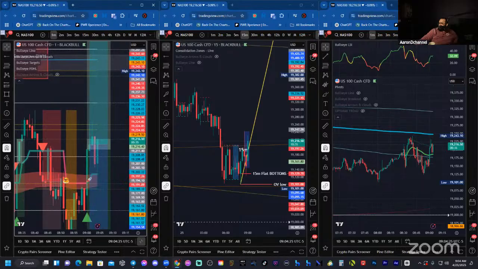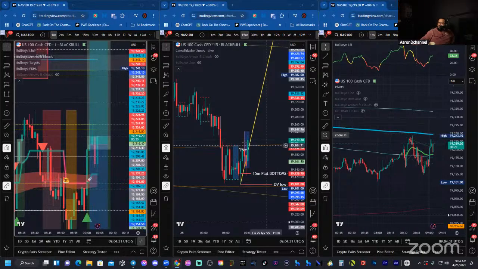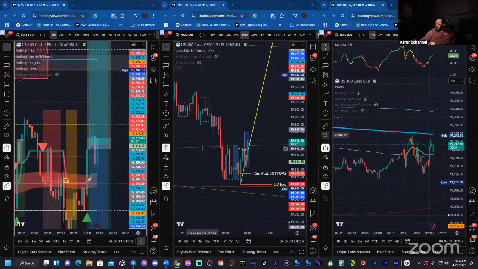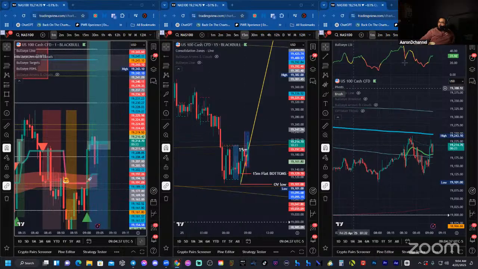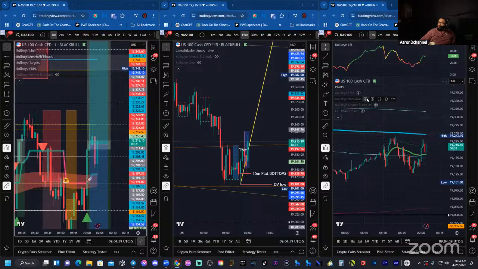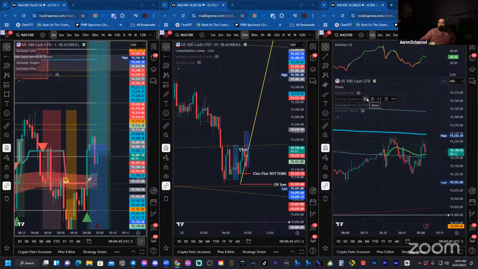36 seconds left. Looks like that's a color change. Let's see what happens. Bulls, where you is? Bulls, where you is? Oh, looks like we got a breakout.